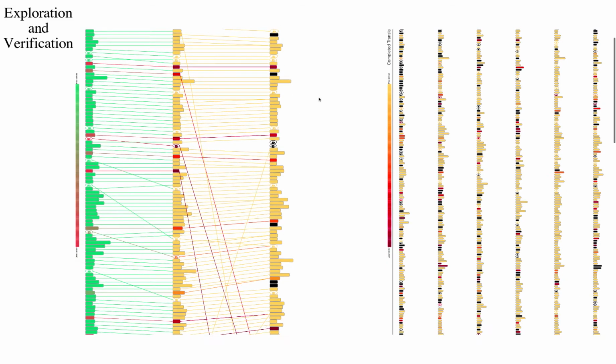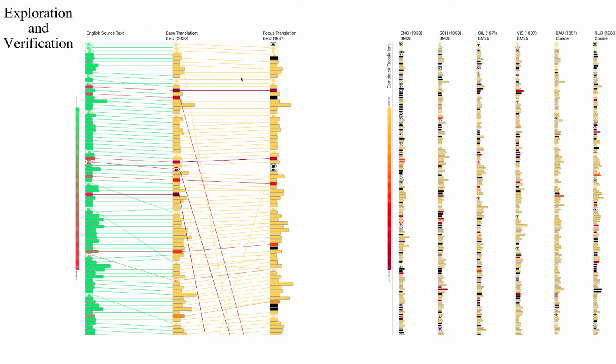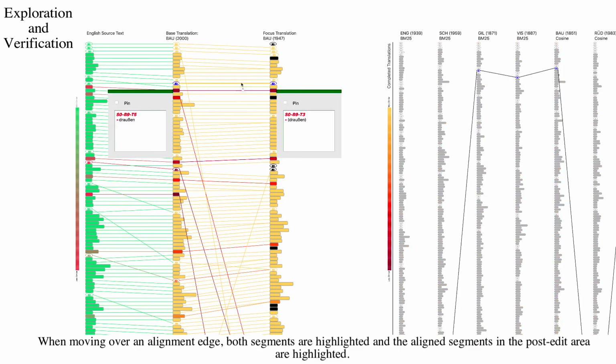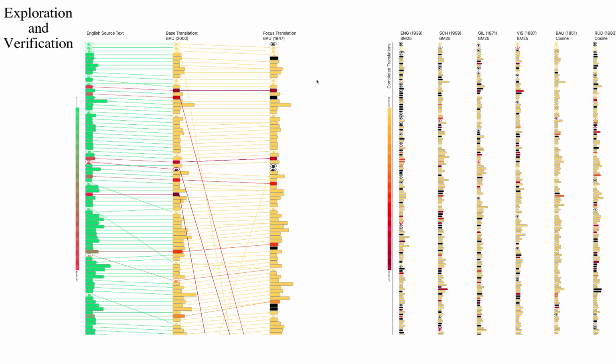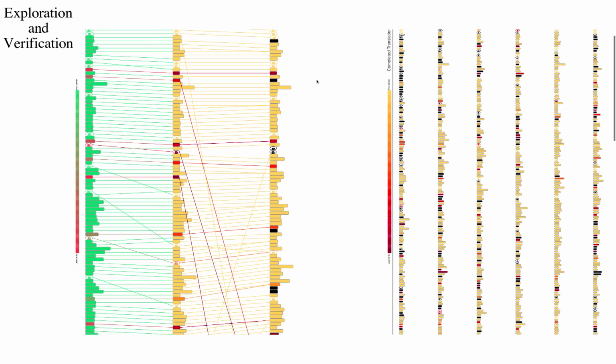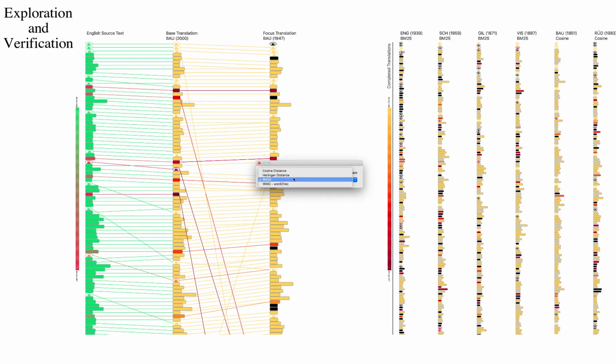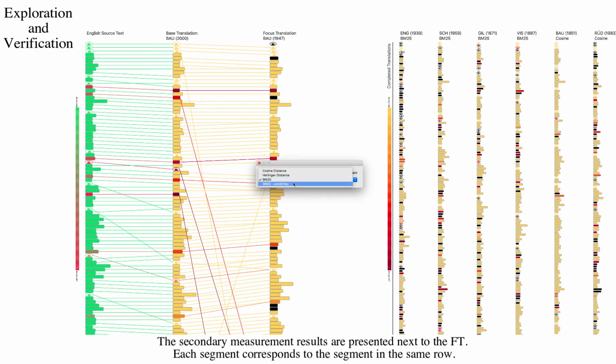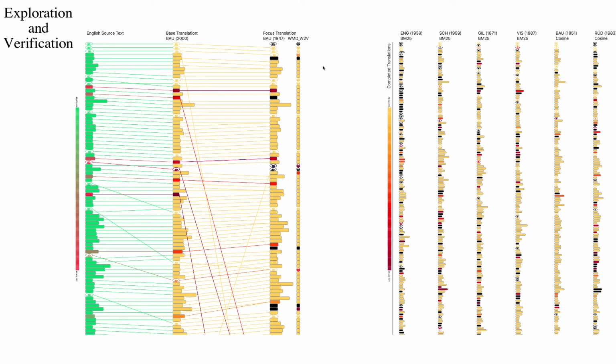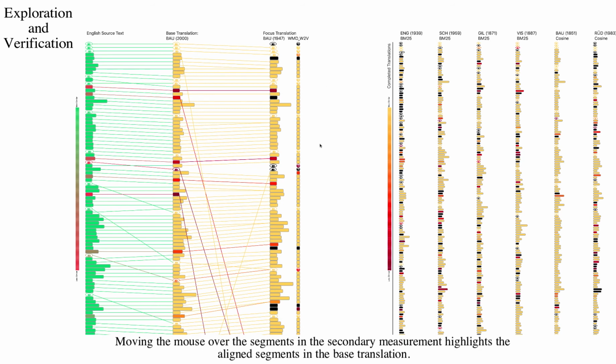The user can explore any edge by hovering over it to highlight the aligned segments along with the segments in the post-edit area. To compare and verify the current results with other similarity measurements, the user can choose to add a secondary measurement, which is rendered and labeled next to the current results.